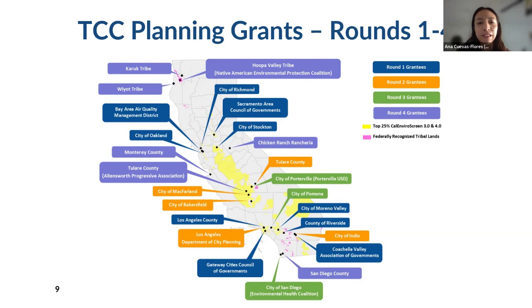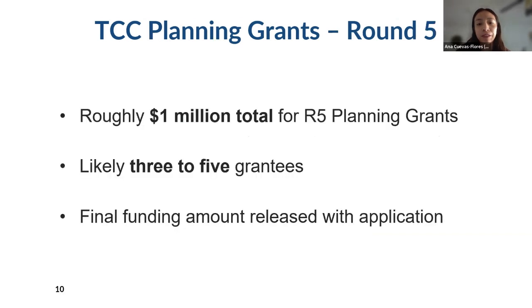So next slide. As we look ahead to this upcoming round 5, as you may know, the round 5 guidelines have not been finalized and the final funding amounts have not been confirmed either. So this slide presents estimates for round 5 and what maybe we can expect. Roughly there will be about $1 million total available for funding for round 5 planning grants, which will likely be granted to about 3 to 5 grantees, depending on the confirmed funding amount. And again, just to reiterate, the final funding amount will be released when the application is released. Next slide.